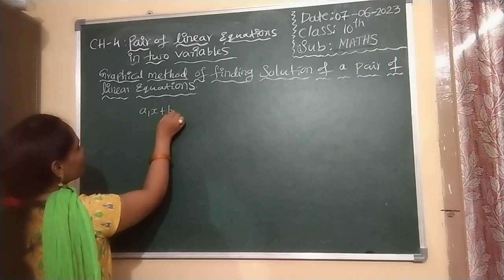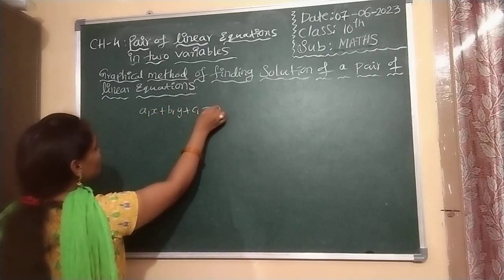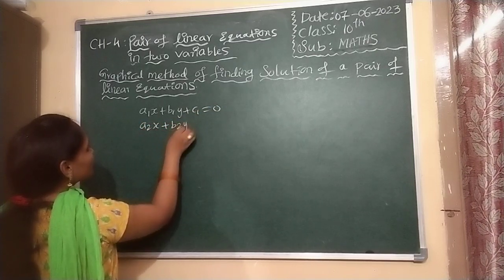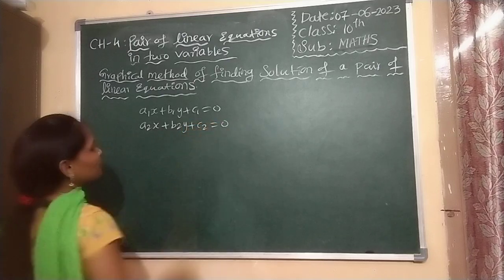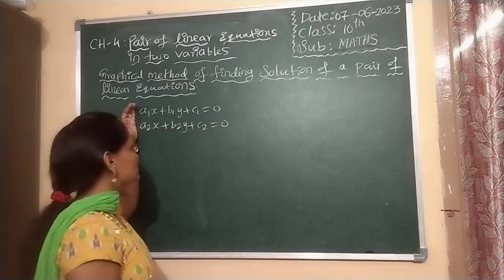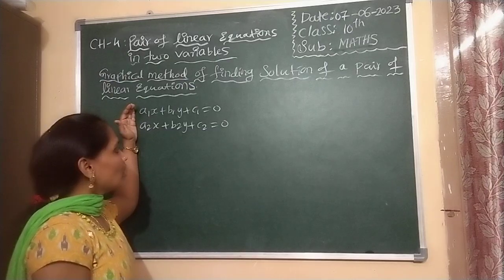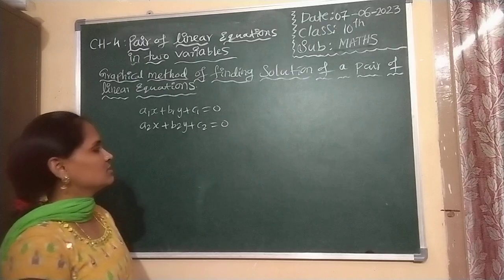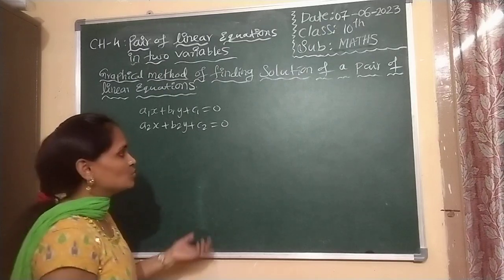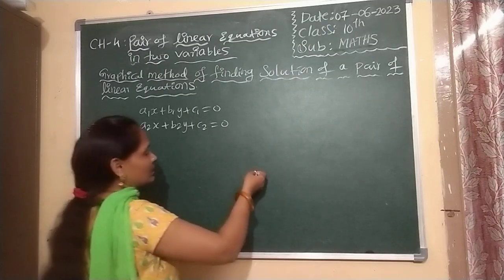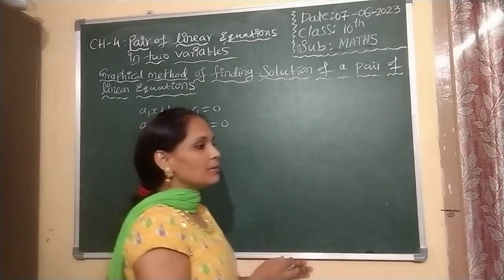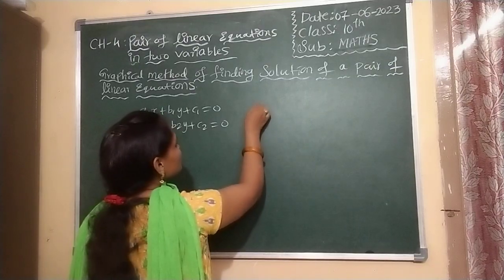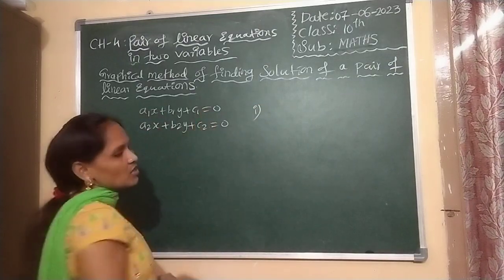a1x plus b1y plus c1 is equal to 0. a2x plus b2y plus c2 is equal to 0. These are the two linear equations in two variables, in the same plane. So what are the possible situations for the given straight lines? Actually, there may exist three possible situations. What are those? This is a straight line, this is also a straight line.